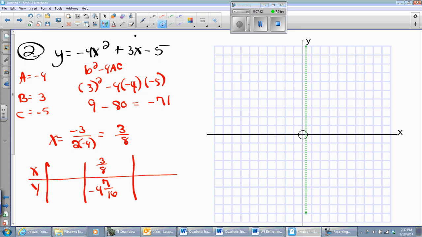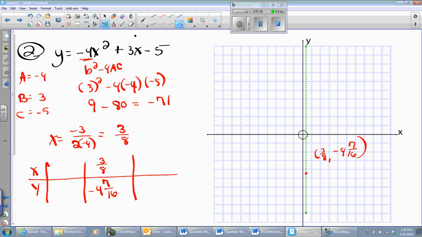So I'm going to go 3/8, so negative 4 and 7/16. 8/16 would be a half, so 7/16 is close to it. 1, 2, 3, 4, half, just a little bit shy. I know it's going to open downward. How do I know? Because a is negative. So I'm going to label it 3/8 and negative 4 and 7/16.